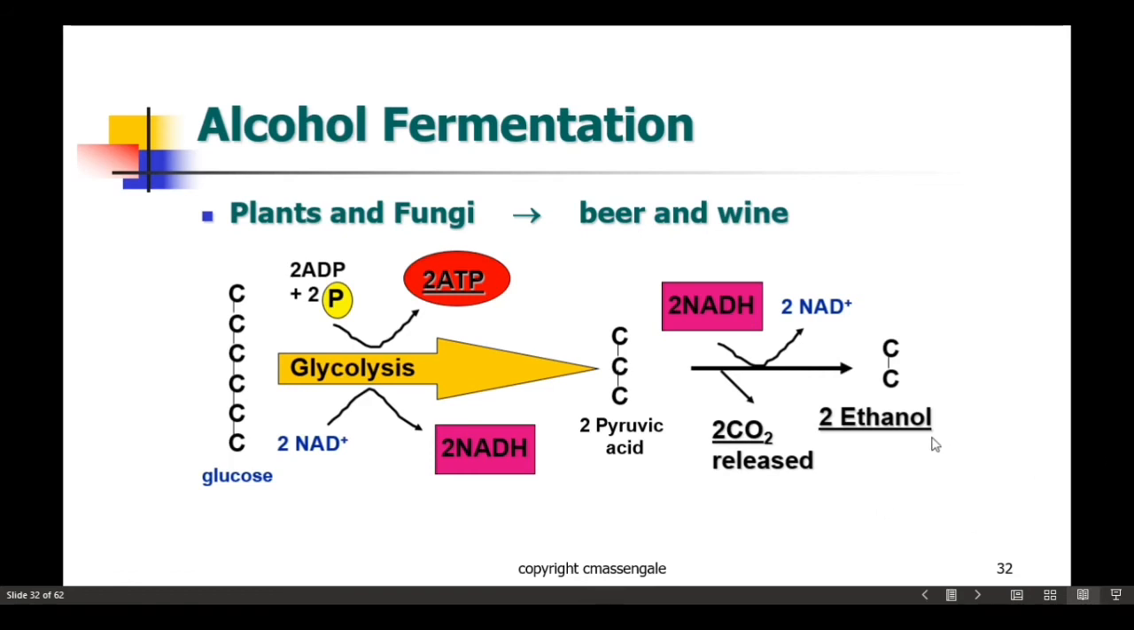Also, another application of this is in baking bread. When we bake bread, we put yeasts in the bread. Yeasts undergo alcoholic fermentation since they are fungi, and in the process, they release carbon dioxide. This release of carbon dioxide makes the bread rise. Since carbon dioxide is a gas, once it is heated, it expands, making the bread rise.